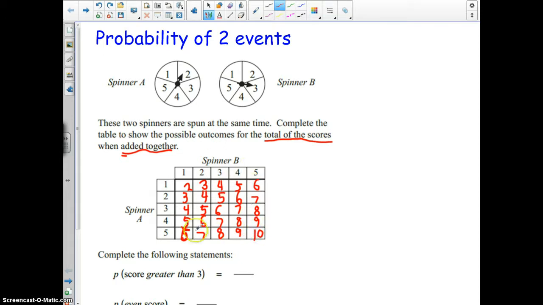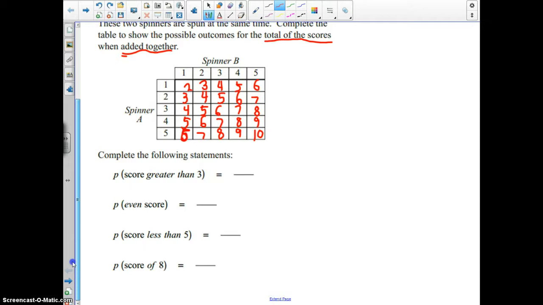Right, so now we have completed the table, and these are all the possible outcomes when the numbers on the two spinners are added together. So now it's time for us to complete the following statements below. Let's look at this. What's the probability that the score is greater than 3? So we look at those numbers.